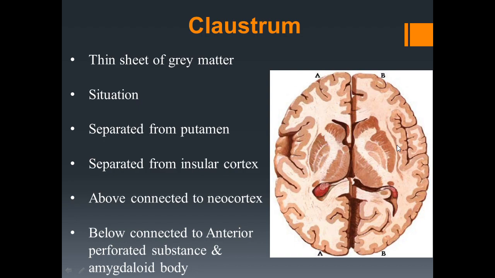Now if you trace it above, it is connected to the neocortex, and if you trace it below, it is connected to the anterior perforated substance and amygdaloid body. So this is the claustrum, which is a part of basal ganglia. One part we have seen is the corpus striatum. The second part is the claustrum.